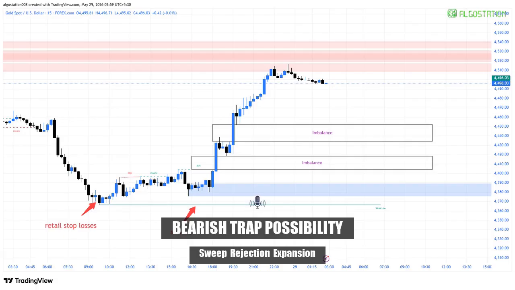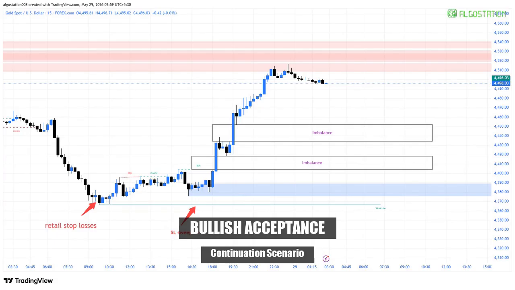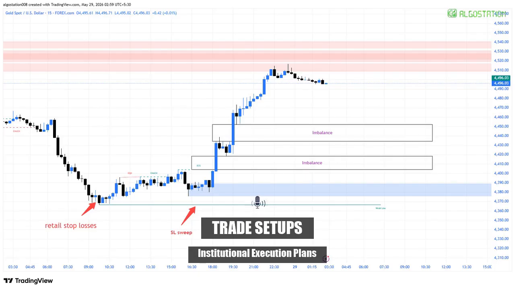If price sweeps above current highs into the supply region and immediately rejects with displacement lower, that would confirm institutional distribution at premium pricing. But if price accepts above the supply zone with strong candle closes and shallow pullbacks, institutions may continue repricing gold toward higher liquidity objectives. Now let's break down the highest probability institutional trade setups based on current liquidity positioning and structure behavior.